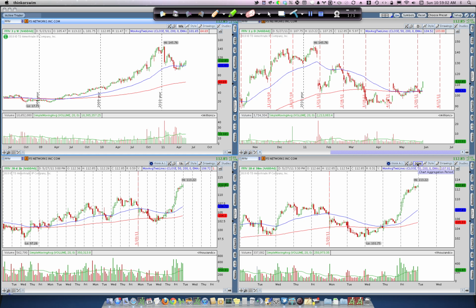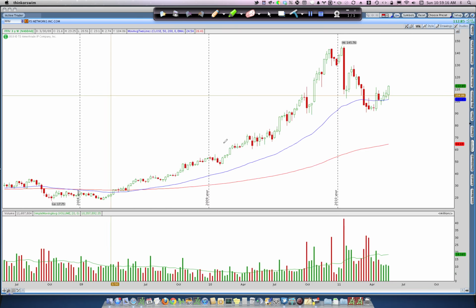It all depends what time frame you're trading on. If you're a 5-minute trader, a 1-minute trader, or a swing trader that's trading on a daily basis or a 4-hour basis, you're going to choose your own time frames. For the sake of this demonstration, we're just going to look at one of these grids, and we're going to look at the weekly chart.